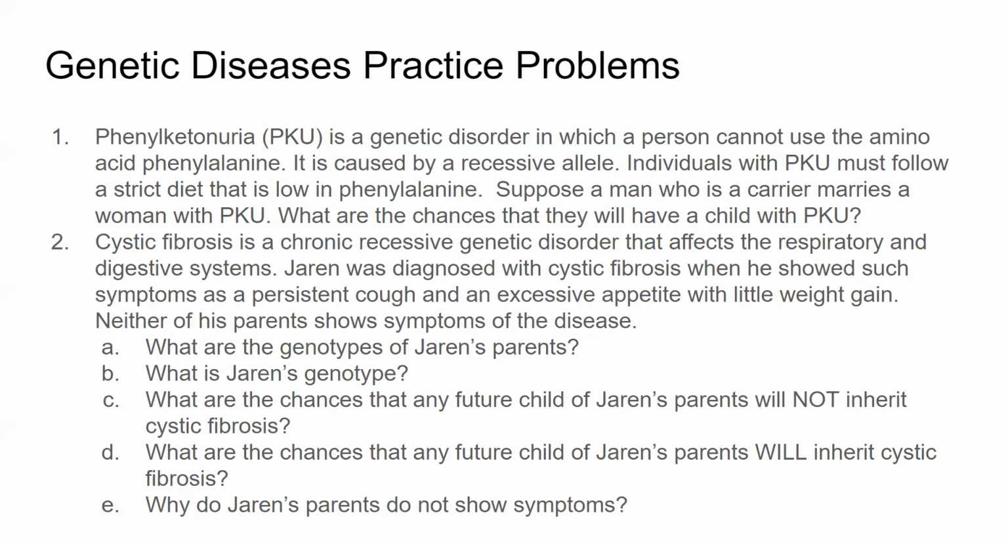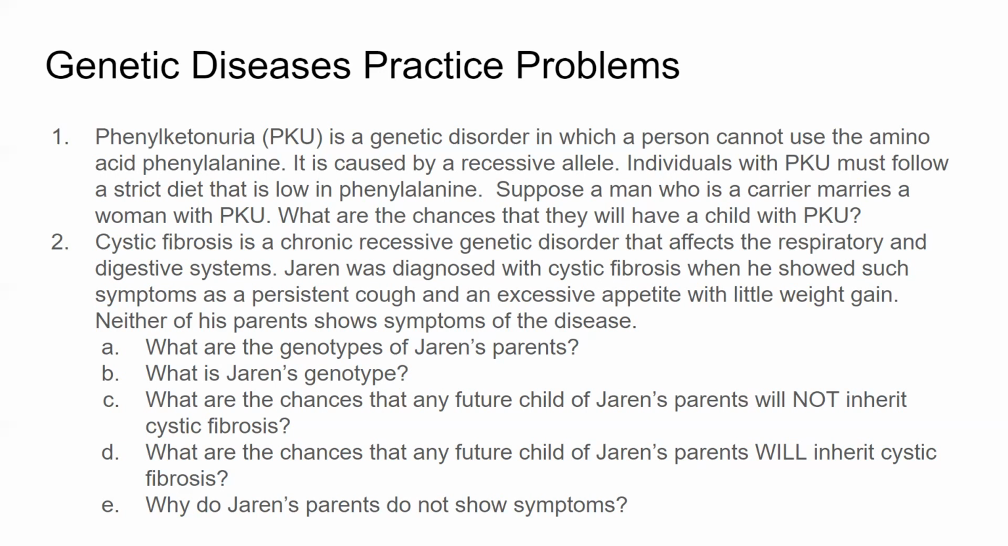Okay. What is Jaron's genotype? We already went over that. What are the chances that any future child of Jaron's parents will not inherit the actual disease? Okay, so then we just fill in the rest. Right. Yes, exactly. So, does that make sense? For letter C, what are the chances that any future child will not inherit cystic fibrosis?